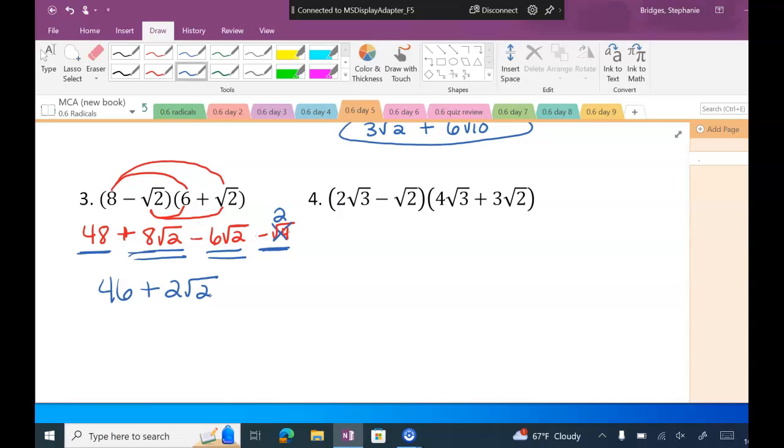And then just double check to see if our radical can simplify any further. Does the square root of 2 simplify? No. So I'll leave it just like that. I want you to try 4.